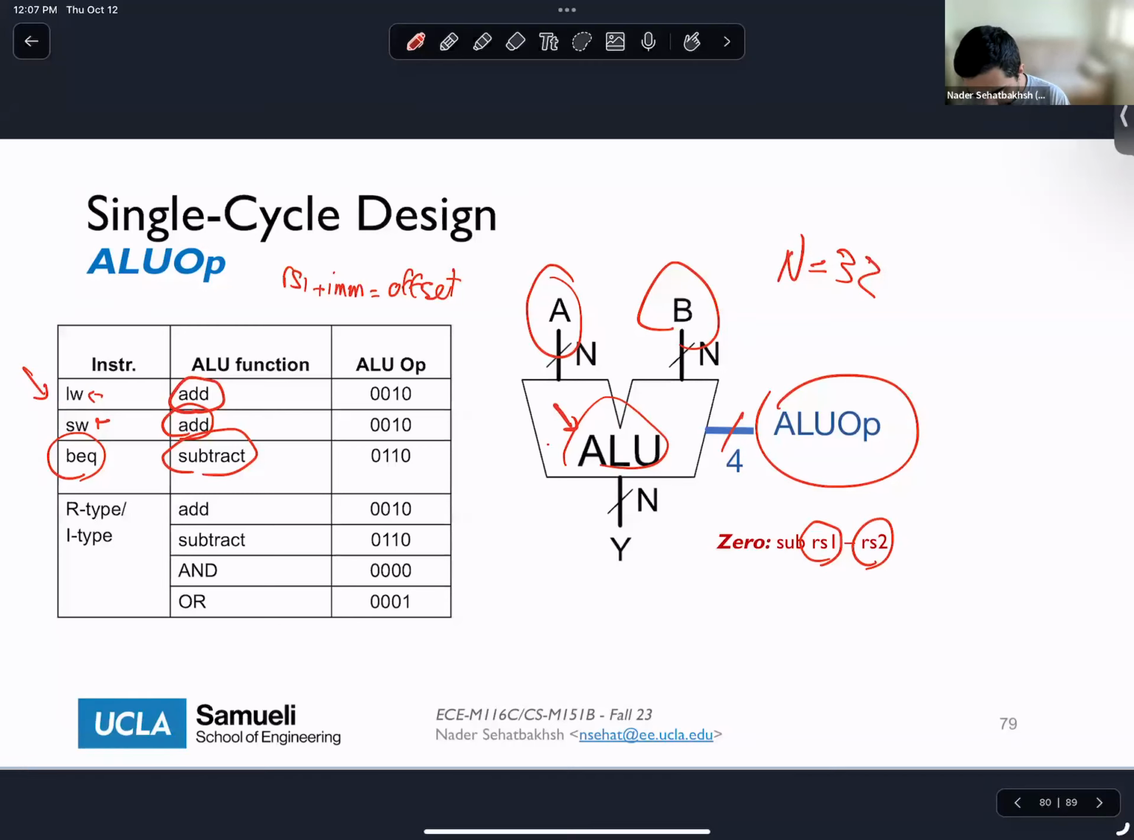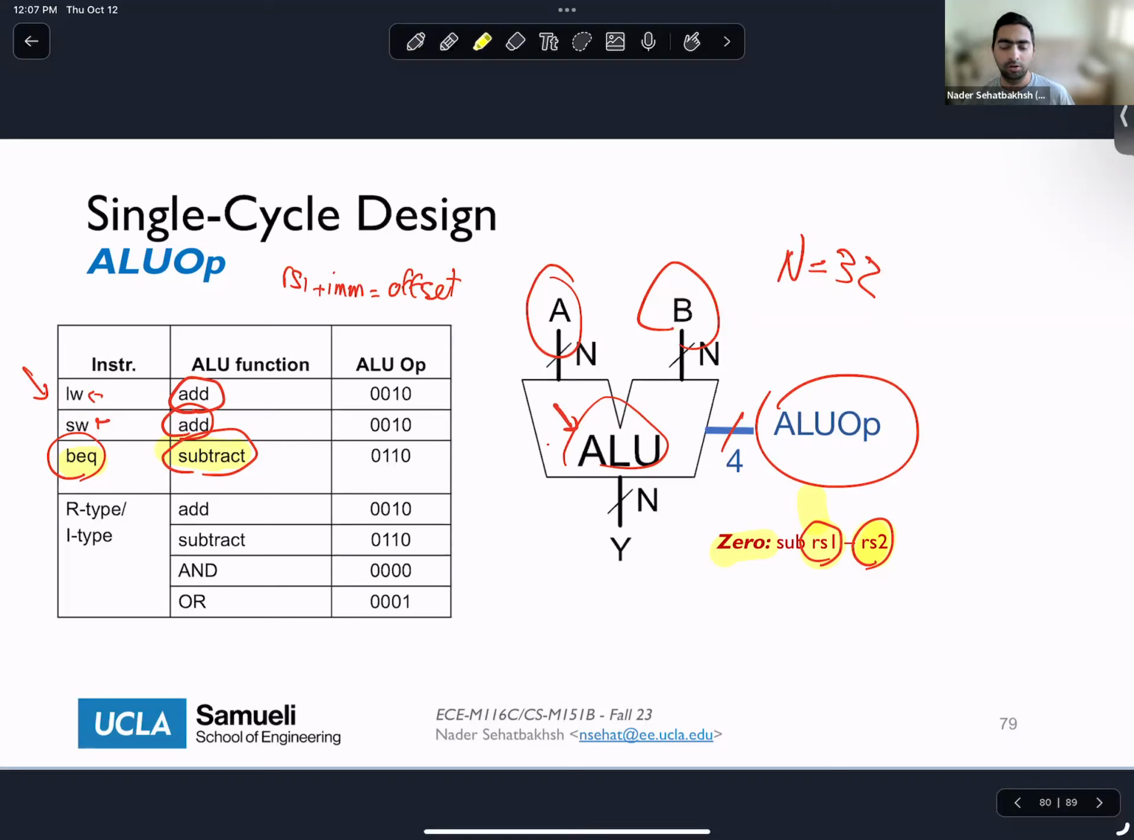The reason we are doing subtract is we want to check whether RS1 is equal to RS2 or not. If you remember, last time I told you that we have a flag called zero, which is a 1-bit flag that is always 0 unless RS1 is equal to RS2, or in other words, the subtraction RS1 minus RS2 is equal to 0. Then this flag becomes 1. So for branch equal, we need the subtract operation.